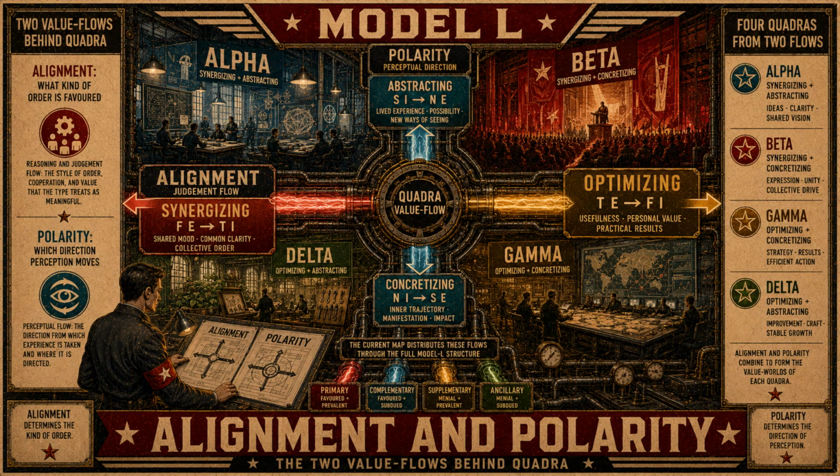So alignment tells us what kind of value order the type favours. Polarity tells us the direction in which perception tends to move. When these combine, we get the familiar quadra value patterns. Alpha is synergizing and abstracting. Beta is synergizing and concretizing. Gamma is optimizing and concretizing. Delta is optimizing and abstracting. The current map then shows how these values are distributed through the full Model L structure. Primary current is the most direct expression of that quadra value flow, but the other currents show the supporting layers. What the type still favors quietly, what it uses powerfully as a means, and what it keeps in the background.